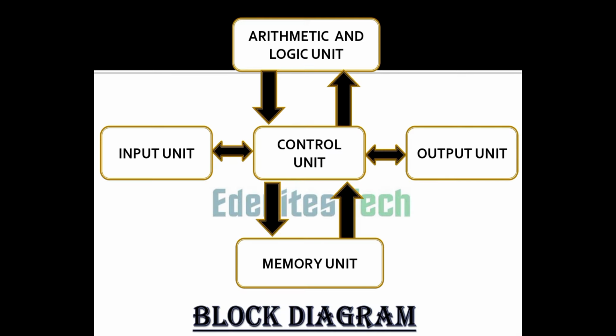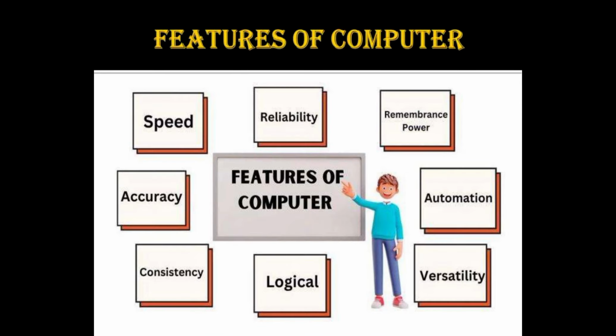This is the actual module of the computer, the block diagram. We have the input unit here, we have the output unit here. The processing unit has three separate units: the arithmetic and logic unit, the control unit, and the memory unit. Now, in the next module, we are going to look at the features of computer. We have the speed, accuracy, consistency, logical, reliability, automation, versatility, and remembrance power. We are going to take them one at a time.